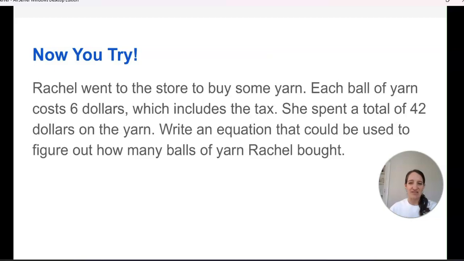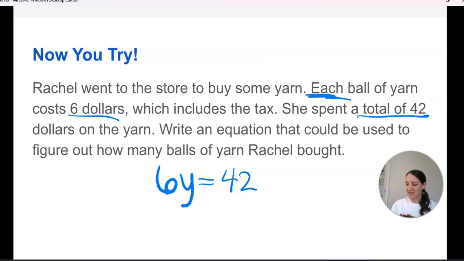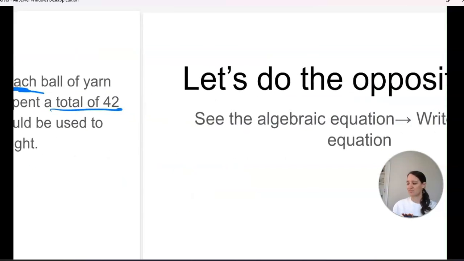Rachel went to the store to buy some yarn. Each ball of yarn cost $6, which includes the tax. She spent a total, I kind of feel like a total is going to be another equal sign, huh? A total of $42. Write an equation. Okay. Each ball of yarn is $6. 6 times y equals 42.